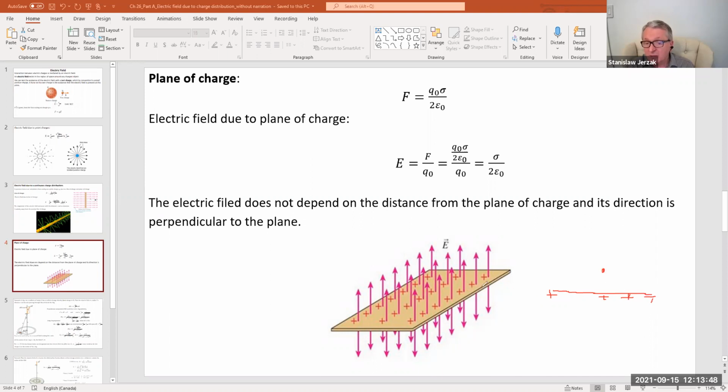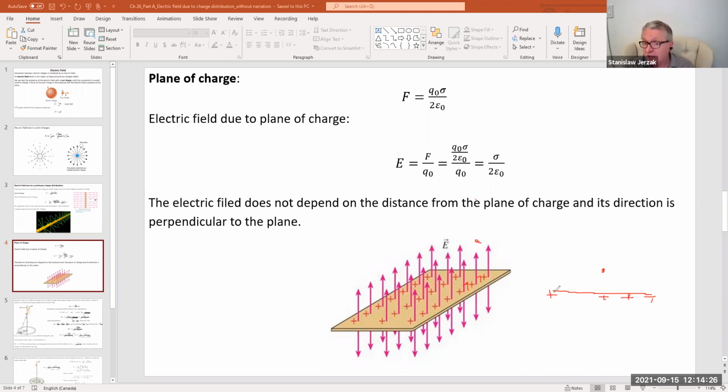And you see, when the plane of charge is infinitely large, then the electric field is always perpendicular to the plane of charge. This is 90 degrees. Every vector is perpendicular to the plane of charge. And at every point, this point or this point, the electric field has the same direction, always perpendicular to the plane of charge. So the electric field produced by an infinitely large plane of charge is uniform in space. The magnitude and the direction of the electric field do not depend on the distance from an infinitely large plane of charge.